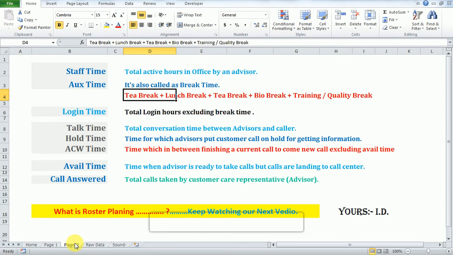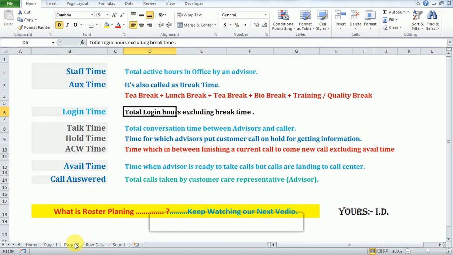Training aux is when you are going to take a training session, it is called training aux. And quality aux means once you are going to visit the quality auditor for getting some feedback or like that. So these are the bifurcations for aux timing. But three major breaks or aux are there: tea break, bio break, and lunch break. Now move to login time.